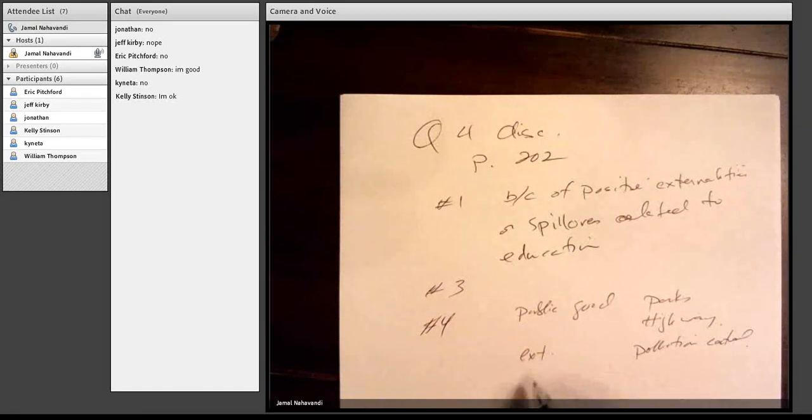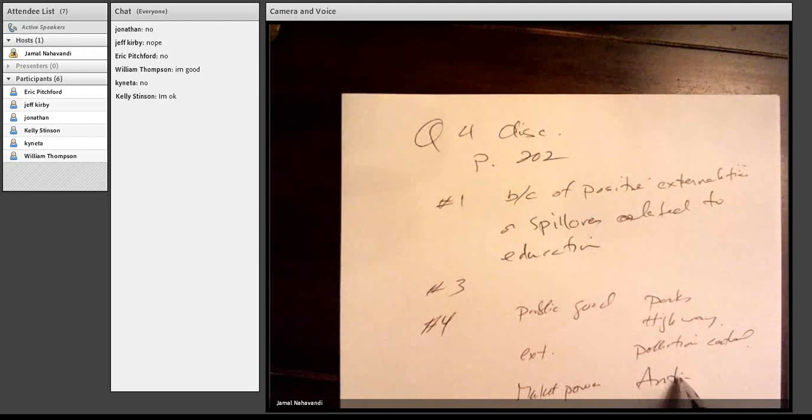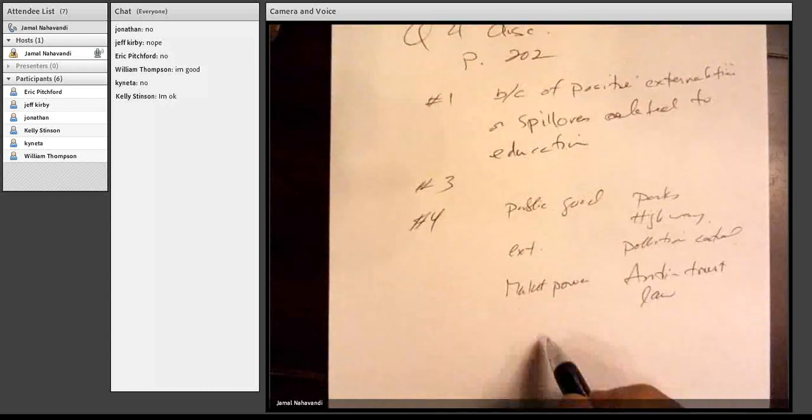Another had to do with market power. Economic activity that government does is usually to prohibit, using antitrust law, monopoly formation. And then there was inequity.